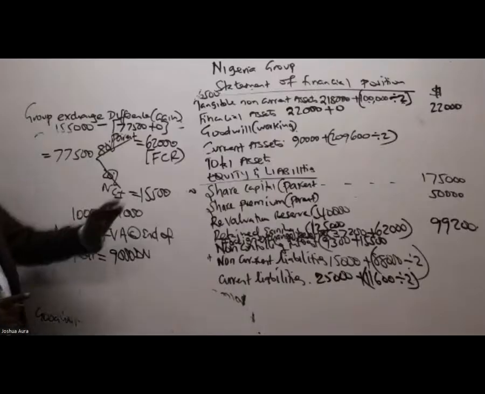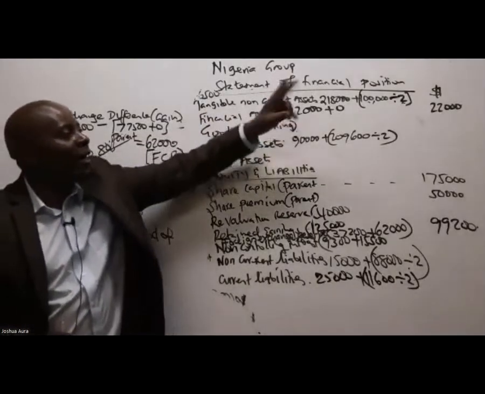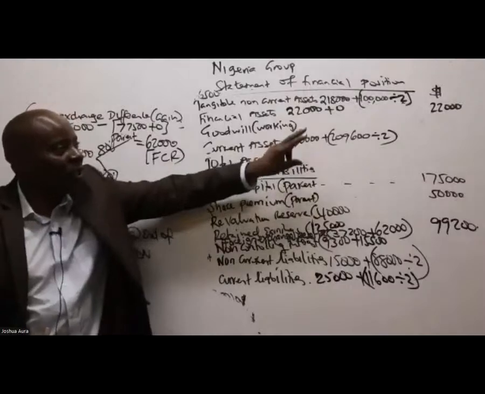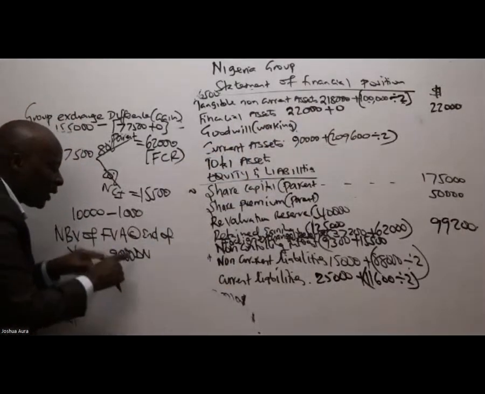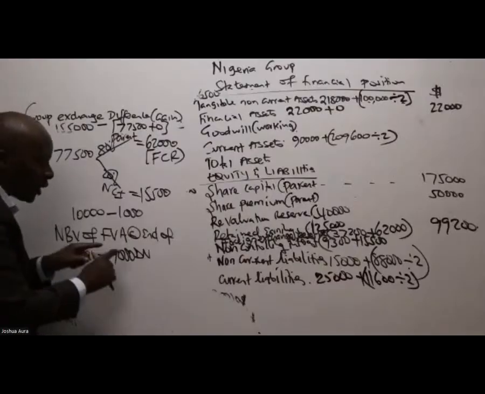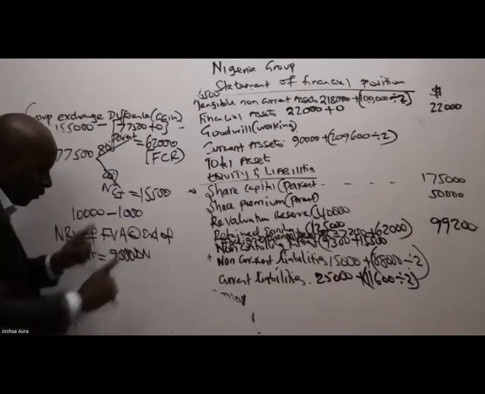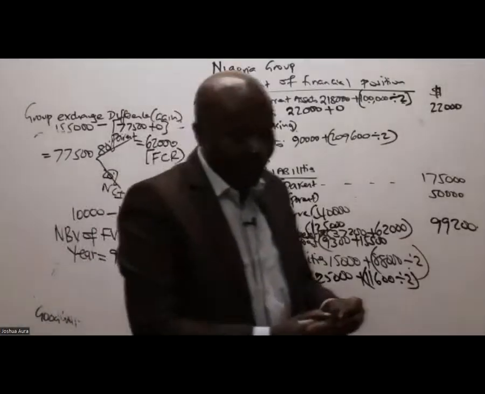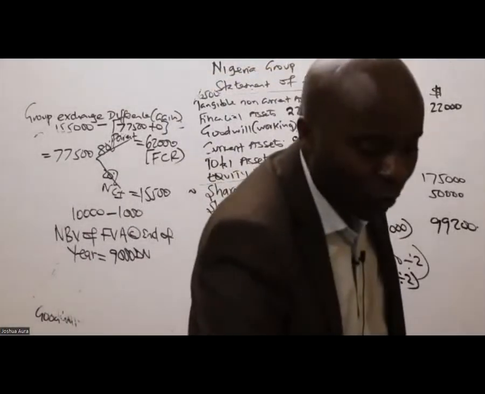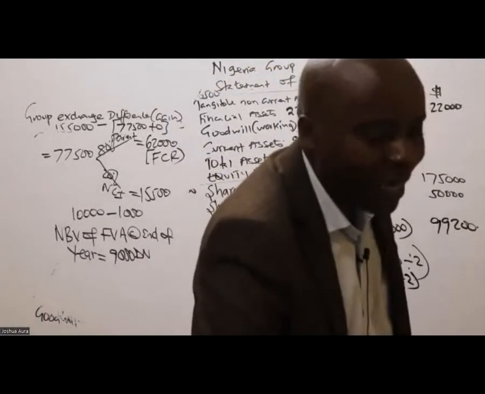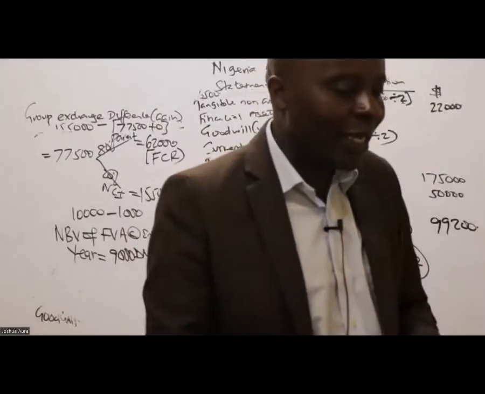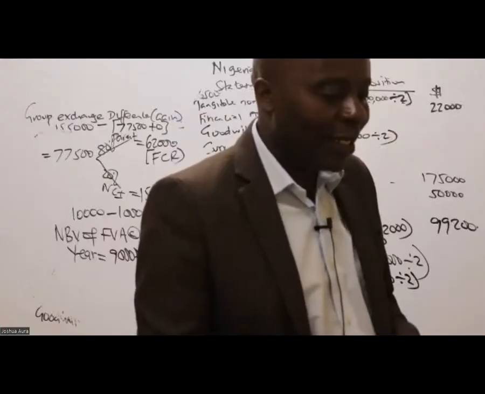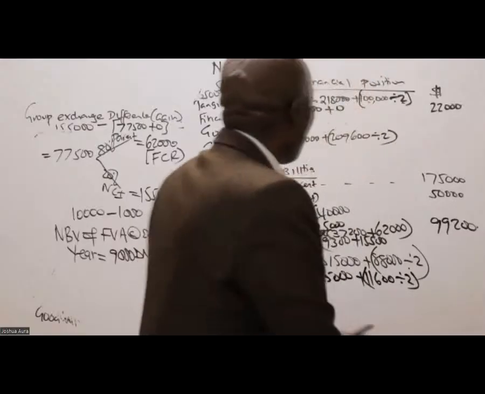But now remember the way things are, I'd already begun doing the retranslations. So can somebody tell me what rate should I use to retranslate this 9,000? Is it 2 or 4? Now you guys are becoming professionals. It's the net book value at the end, so it should be 2.